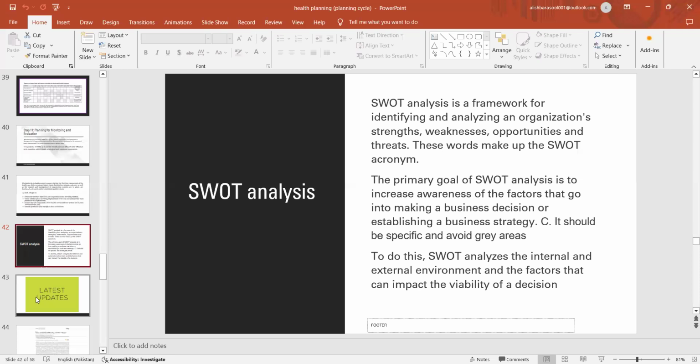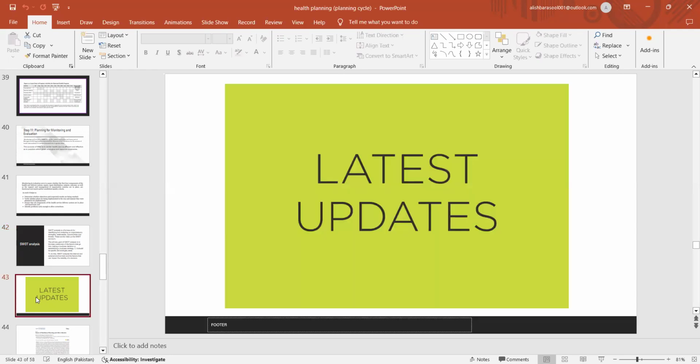The SWOT analysis is a framework for identifying and analyzing an organization's strengths, weaknesses, opportunities, and threats. These words make up the SWOT acronym. The primary goal of SWOT analysis is to increase awareness of the factors that go into making a business decision or establishing a business strategy. It should be specific and avoid gray areas. To do this, SWOT analyzes the internal and external environment and the factors that can impact the viability of the decision.